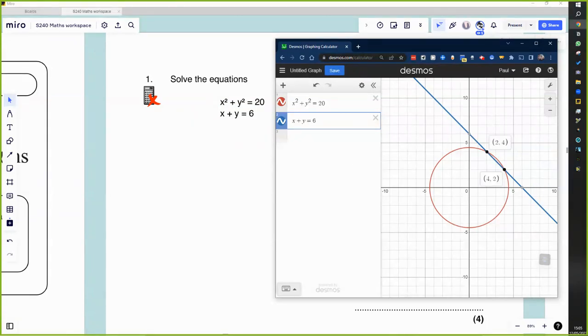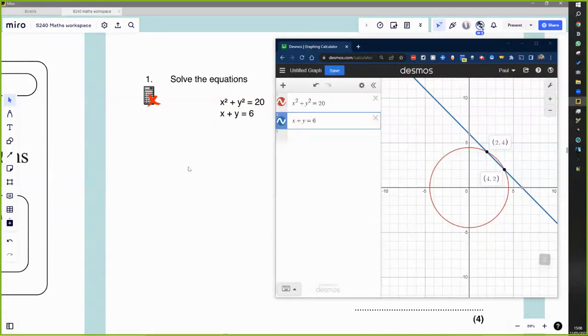So that means that the solution to this, let me just block that in place. The solution, we're cheating here. The solution to the problem should be that either when x is equal to 2, y is equal to 4, so that's this point here. Remember, the first coordinate is x, the second coordinate is y. Or when x is equal to 4, y is equal to 2.